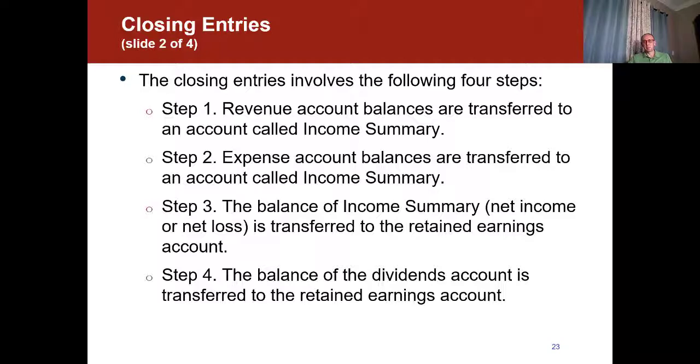In the second step, expense account balances are transferred to an account called income summary. So in the second step, we close the expense accounts, and the account that we close them into is called income summary. In step number 3, the balance of the income summary that we created, which should equal the net income or loss of the company, is then transferred to the retained earnings account, which, remember, belongs to the balance sheet. The balance of the dividends account is then transferred to the retained earnings account, and that's the 4th step.